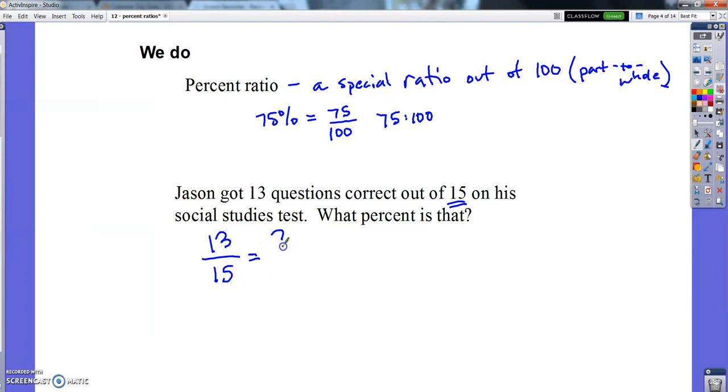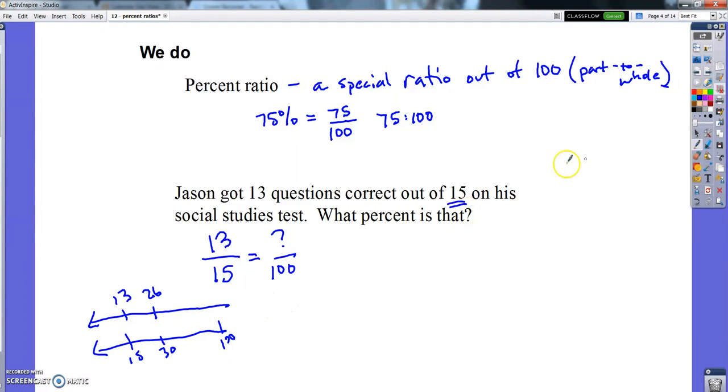We want to know how many is that. If it had been a 100 question test, how many questions would we expect him to get right at this same ratio? So, if you wanted to think about it, 13 right for every 15 means 26 right for every 30, and so on, and we're going to keep going until we get 100. If you just want to kind of think about what we're trying to do here.